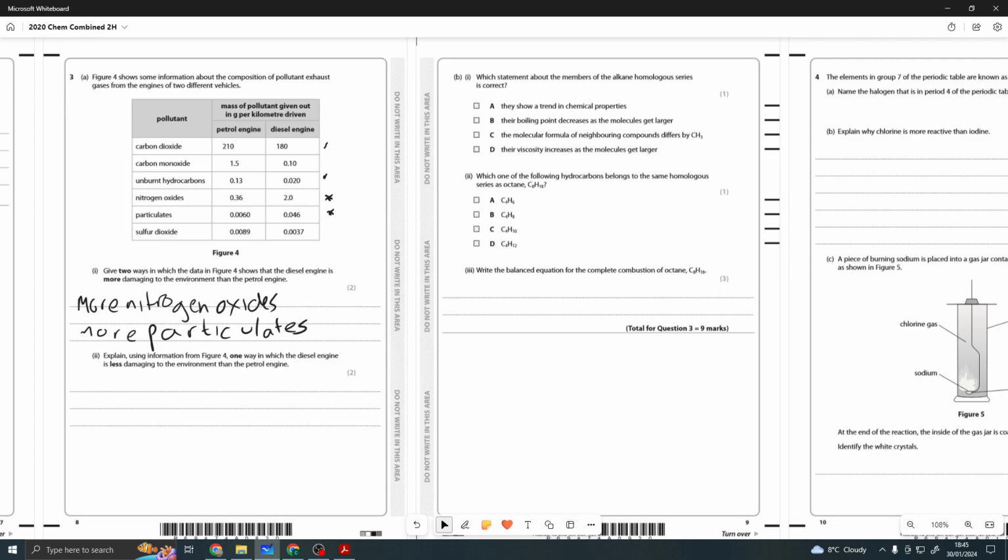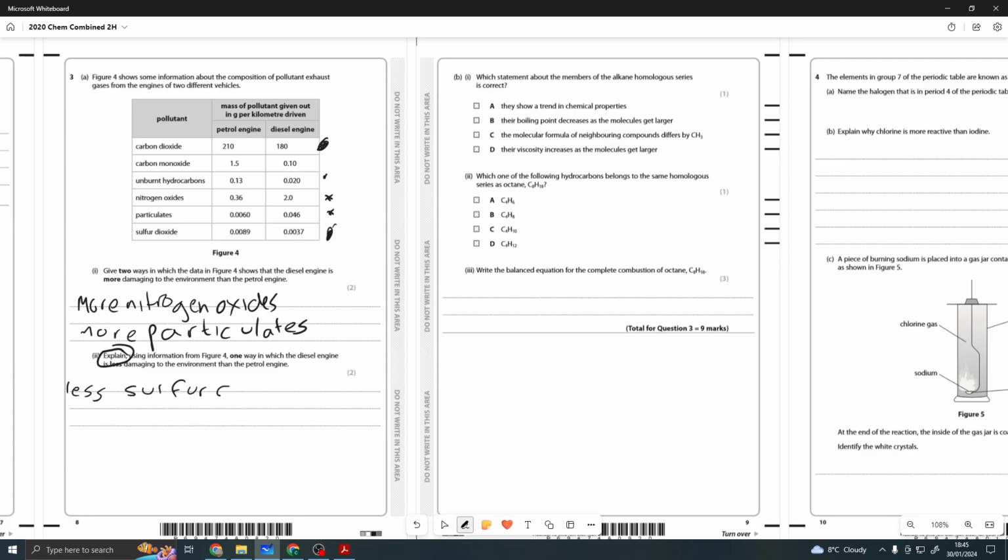Lovely. Now, it says then explain why the diesel engine is less damaging. Now, I would say you can basically talk about 2 things here. I would either talk about carbon dioxide, or sulfur dioxide. I always like to talk about sulfur dioxide. We'll say it gives out less sulfur dioxide.